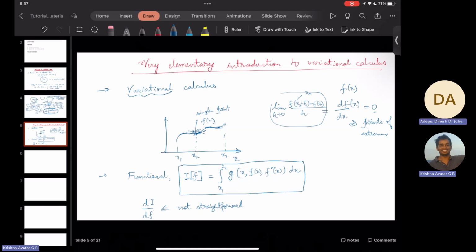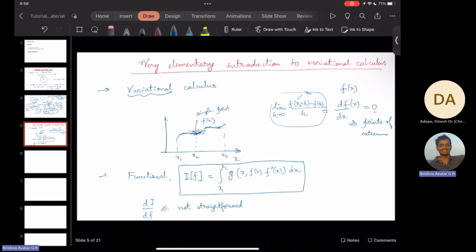Once you understand this, you have understood variational calculus. This is the only thing that's required. You understand this, you actually understand variational calculus. There is nothing else in variational calculus; then it's just about techniques and tools. This is the only crux here.